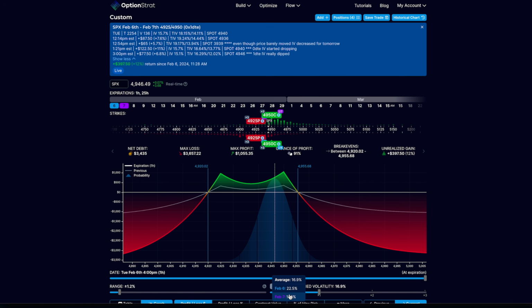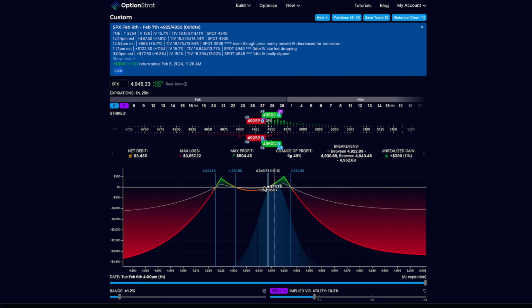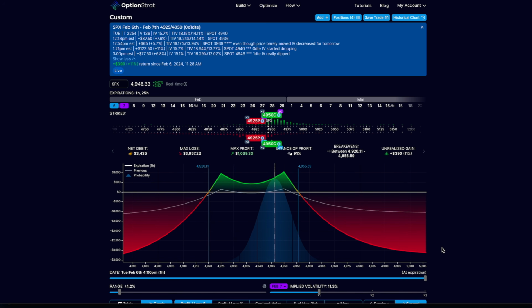The same case if I were to switch over to tomorrow's expiration and I decrease the implied volatility, you guys see what's happening to the profit. So that is also a scenario in which you don't want to occur.